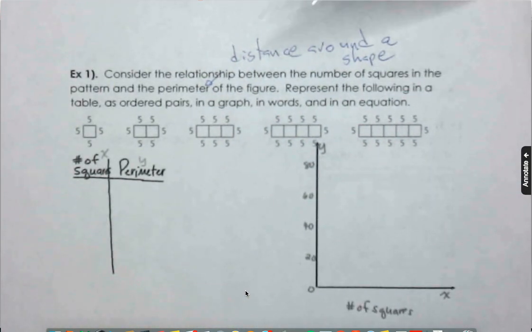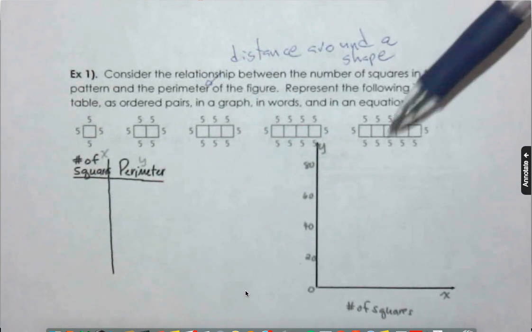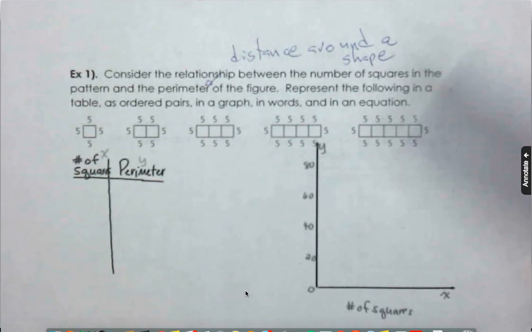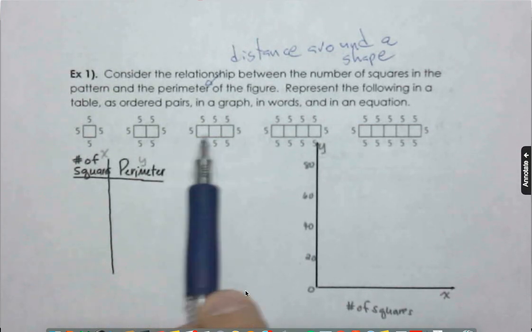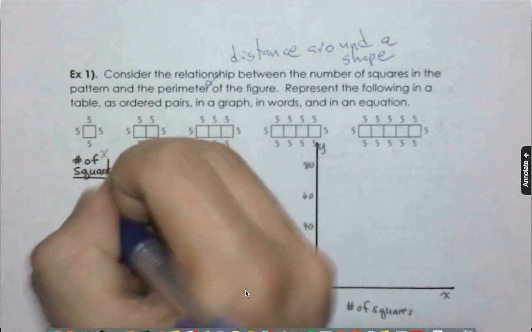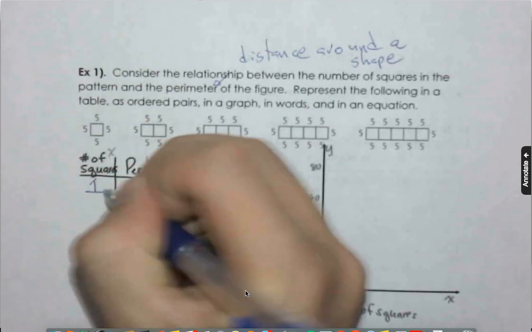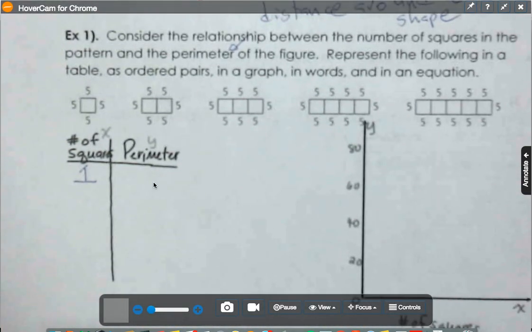Represent the following in a table as ordered pairs, in a graph, in words, and in an equation. So we're doing a lot here, so let's take this one step at a time. We have the visual here for different squares when we're adding on more squares. Let's first talk about when we're dealing with just one square. In this scenario, what's the perimeter going to be for this one square?